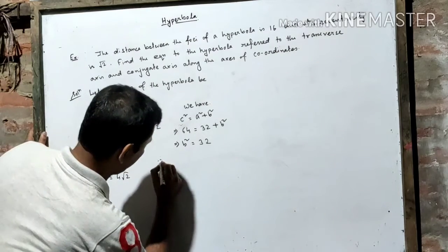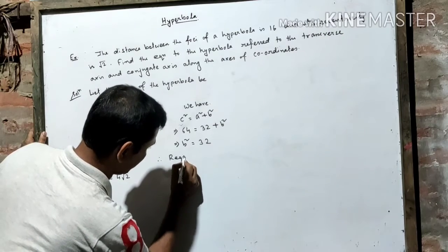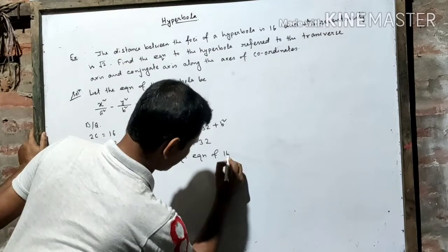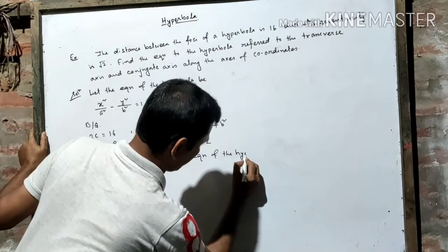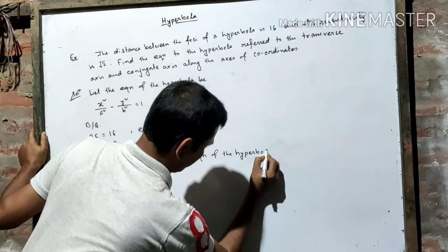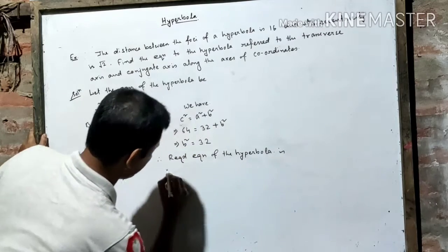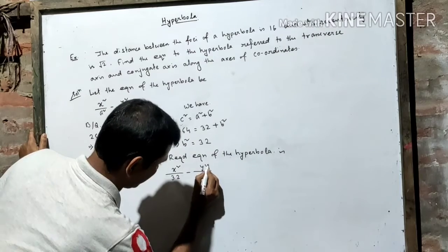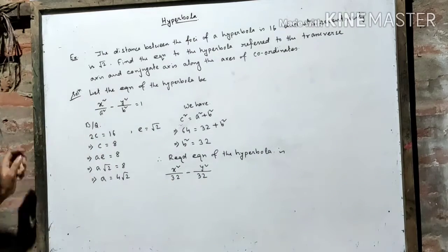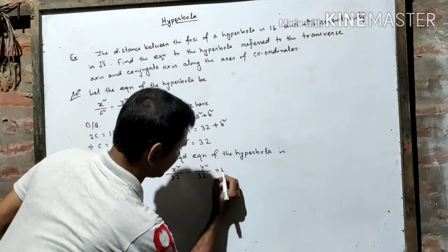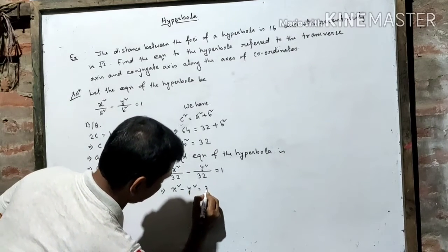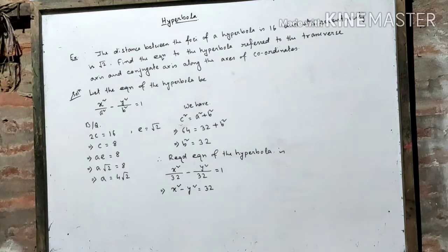Therefore, the required equation of the hyperbola is x square by a square minus y square by b square, meaning 32, is equal to 1. This implies x square minus y square is equal to 32. So this is a rectangular hyperbola.